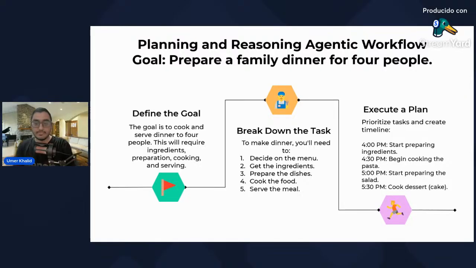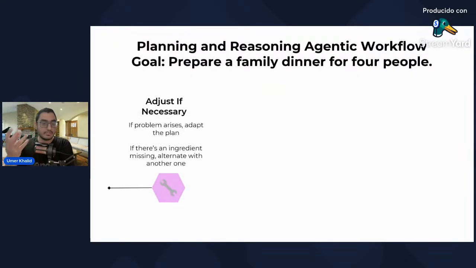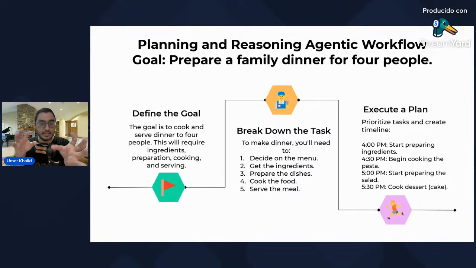And then it's going to start executing the plan. The execution part is going to be similar to what it shows over here. Like, okay, I'm going to start preparing the ingredients at 4 p.m., then begin cooking, then start preparing the salad at 5 p.m., then at 5:30 I'm going to cook the dessert, and then adjust if necessary. So if any ingredient is missing, find an alternative one, or maybe change the dish a little bit. So basically, you can see that this model breaks down the bigger task into smaller ones, and then executes the tasks step by step, therefore making it easier for the AI model to understand and execute the goal.